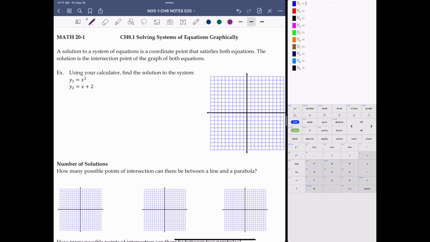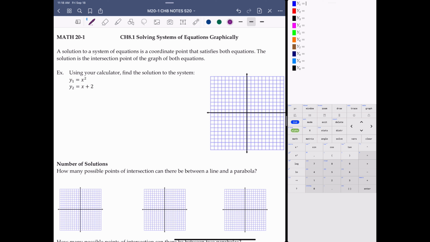First example, using your calculator, find the solution to the system y1 equals x squared, y2 equals x plus 2. Let's go to our graphing calculator and put these in. I'm going to go through this quickly, but I did post a video about how to do the basics with your graphing calculator. So if you need more assistance, please go to that video.